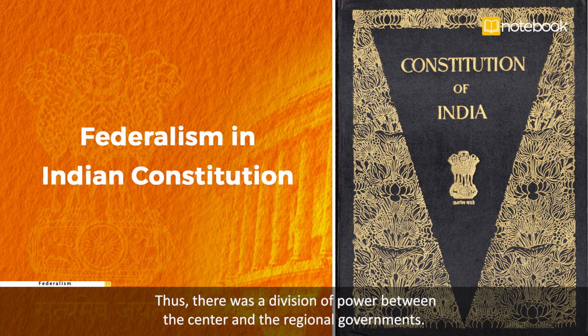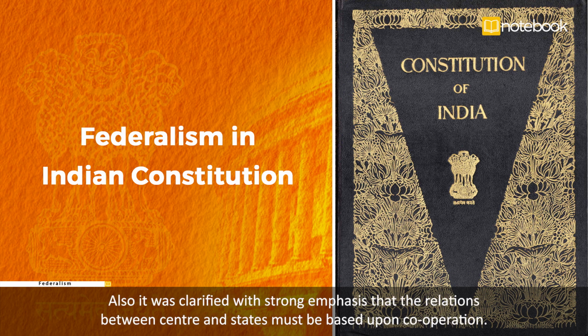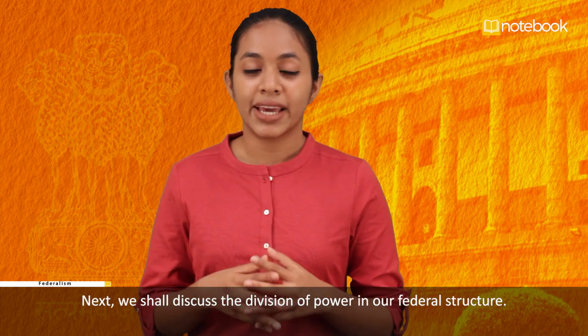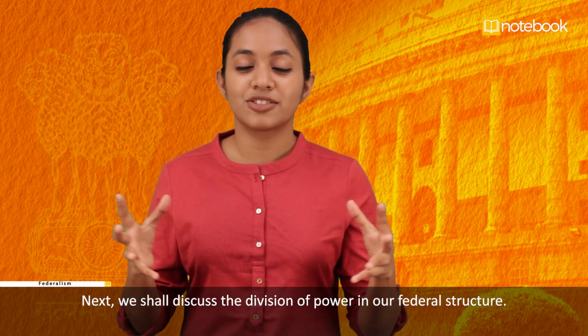It was decided that each separate region would govern themselves, but it was also necessary to maintain a common unity as a nation. Thus, there was a division of power between the center and the regional governments. Under this provision, the Constitution of India recognized regional diversity and emphasized unity. Also, it was clarified with strong emphasis that the relations between center and states must be based upon cooperation. Next, we shall discuss the division of power in our federal structure.